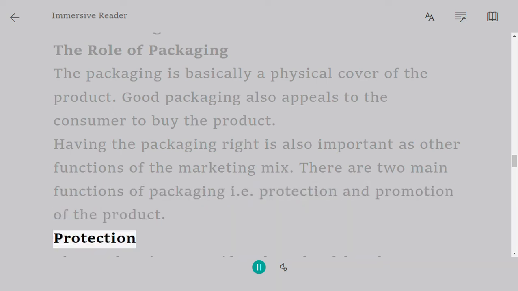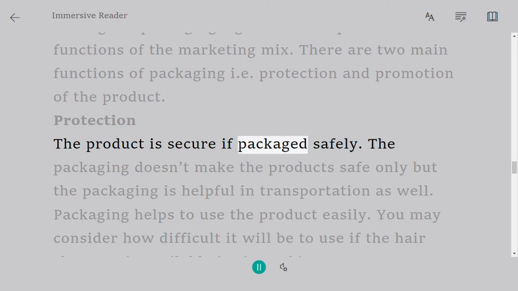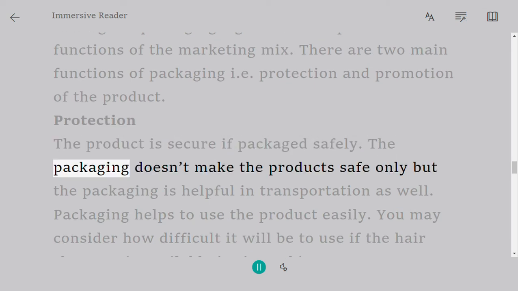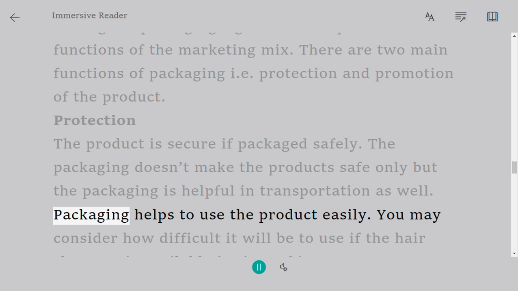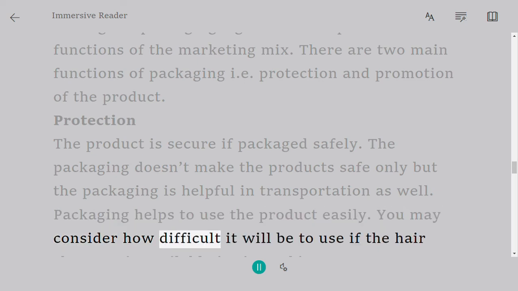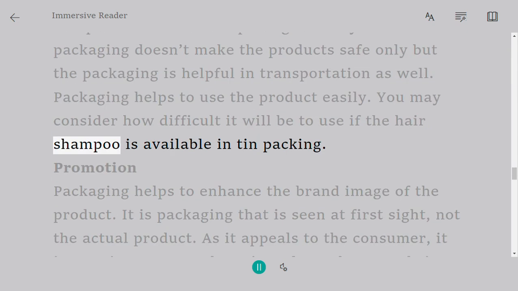Protection. The product is secure if packaged safely. The packaging doesn't make the product safe only, but the packaging is helpful in transportation as well. Packaging helps to use the product easily. You may consider how difficult it would be to use hair shampoo if it were available in tin packing.